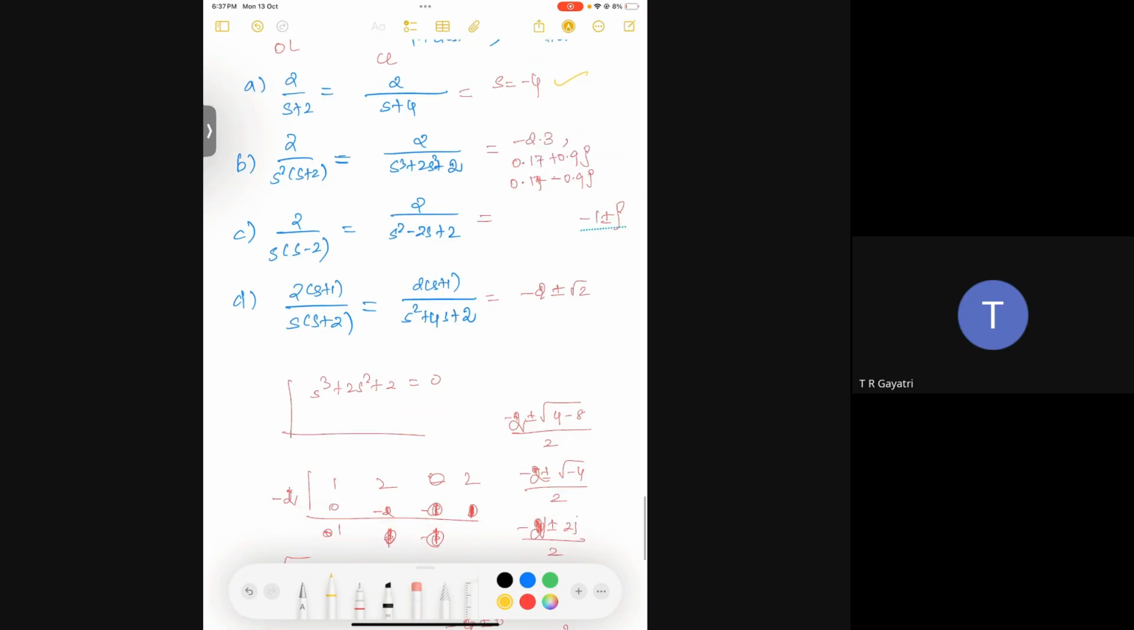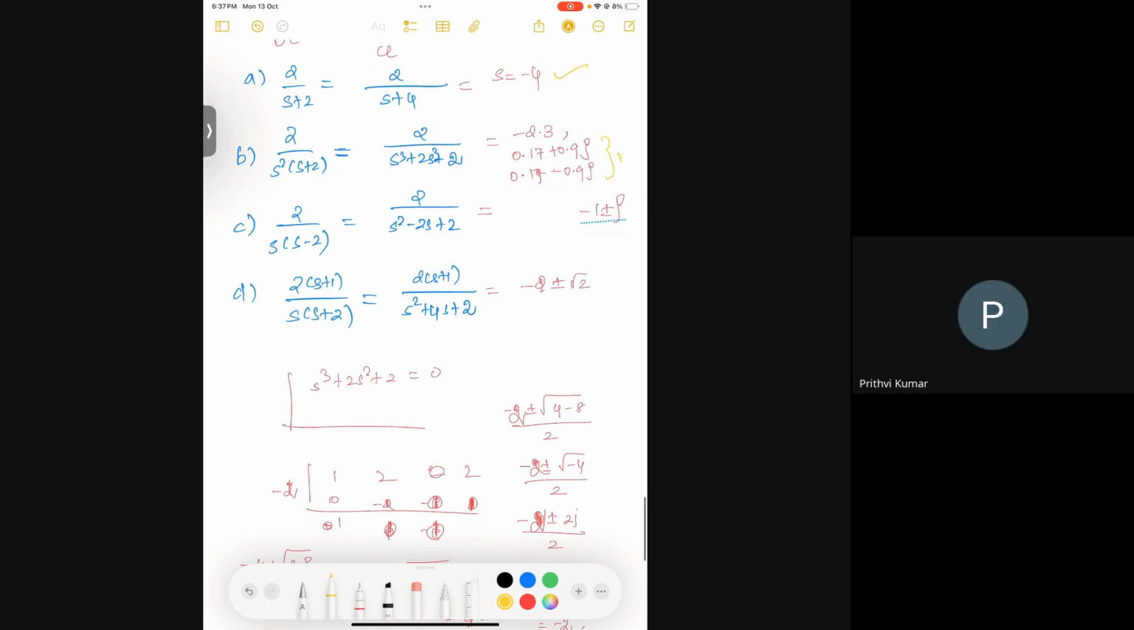This will become unstable. This is stable. Unstable. This will become unstable. This will become stable. C is 1 plus or minus j. Then it will become unstable.